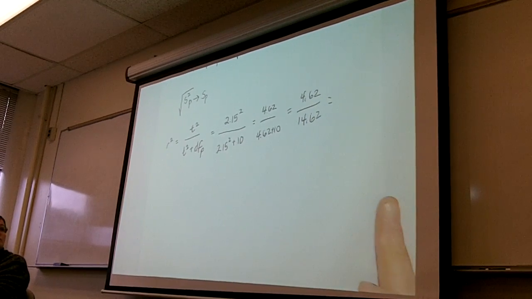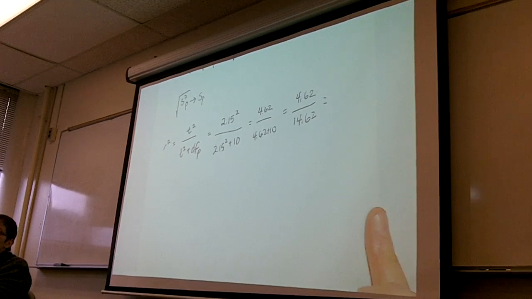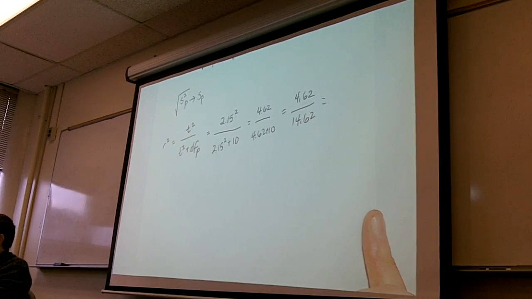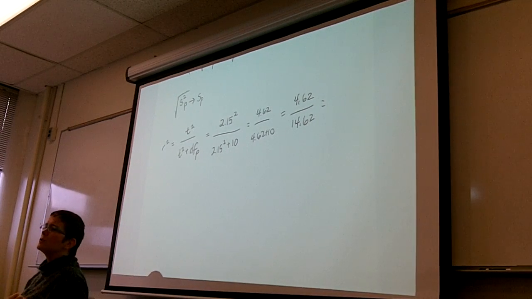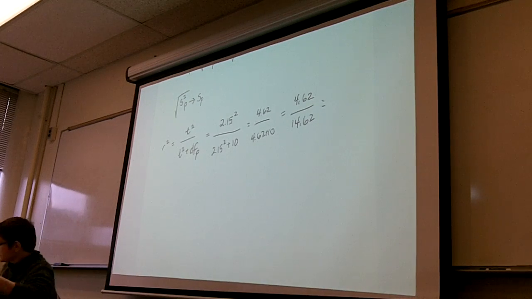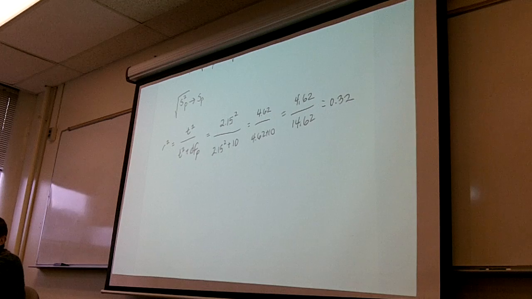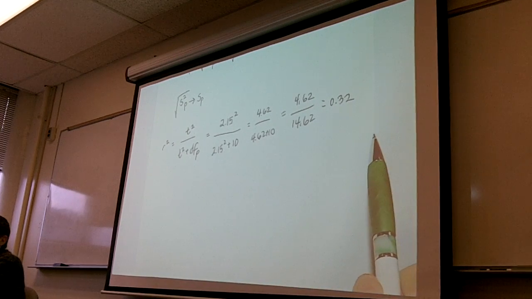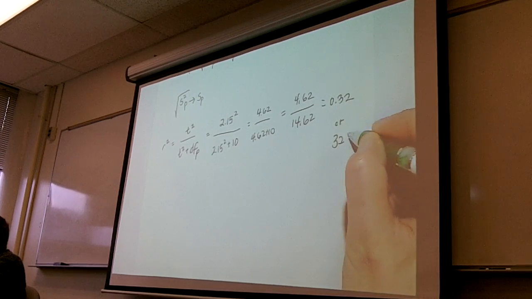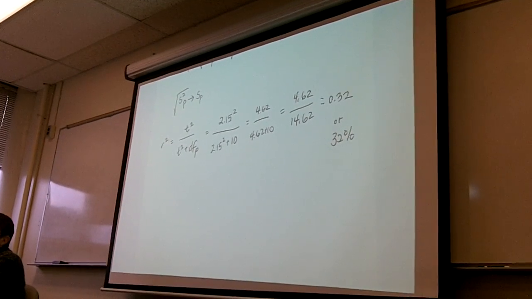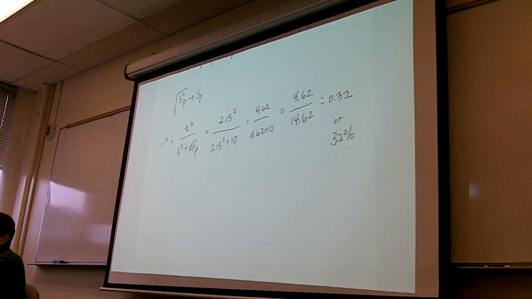Okay. What is 4.62 divided by 14.62? I'm hearing two different numbers. 0.32. Is everybody okay with all these numbers? Yes. So 0.32, or 32%. And if we look at the chart, we see that an r squared of 32% is large, also large.